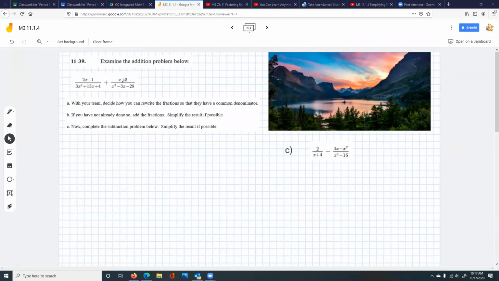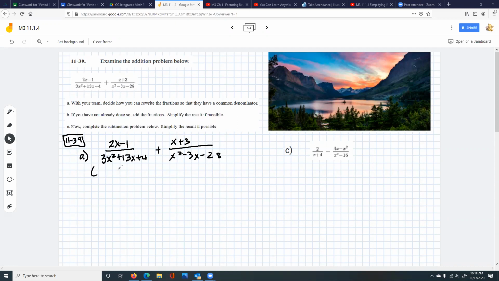Examine the addition problem below. Okay, I want to add these two. Do they have a common denominator? No. A: decide how to rewrite the fractions so that they have a common denominator. B: if you have not already done so, add the fractions. Okay, so they don't have a common denominator, so we need to make it a common denominator. 11-39. A says 2x minus 1 over, let's go ahead and write it, 3x squared plus 13x plus 4 plus x plus 3 over x squared minus 3x minus 28. Not a common denominator.